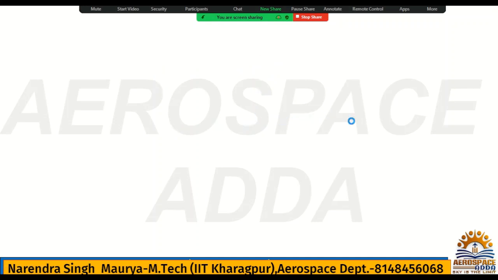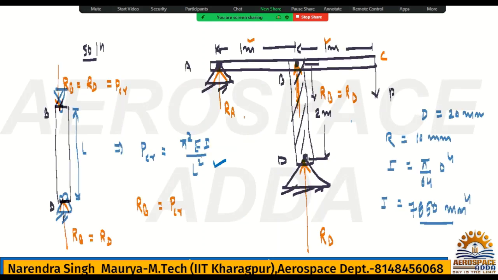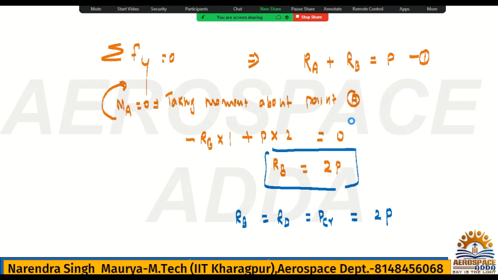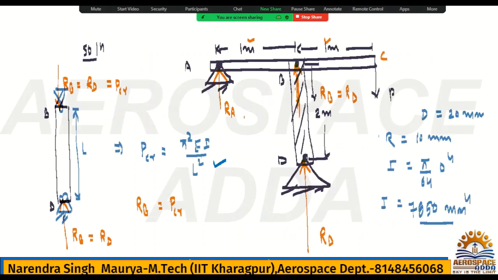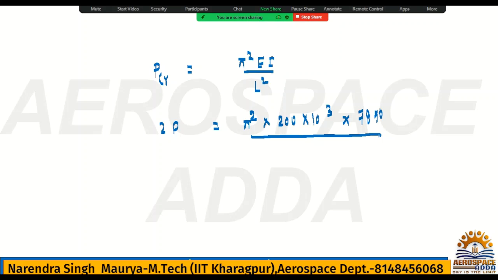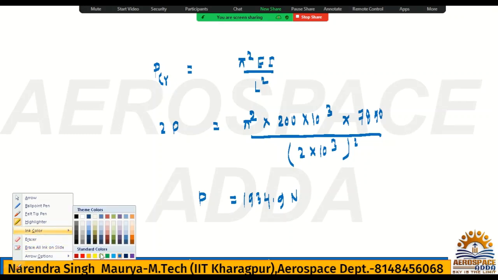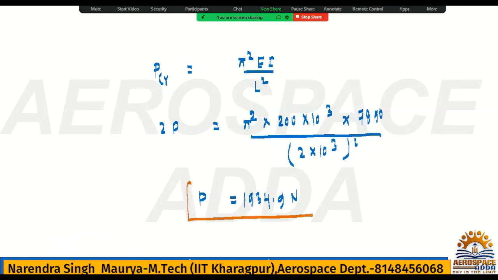I think you have calculated I for the circular cross section. Diameter is 20 mm. 7850 you got for I. And length of the column here is nothing but 2 meter. So all values like Young's modulus and all you are writing in mm. So this will be 2 into 10 to the power 3 mm square. So what will be the value of P? This value is 1934.9. Yes, sir. Understood? Yes, sir.